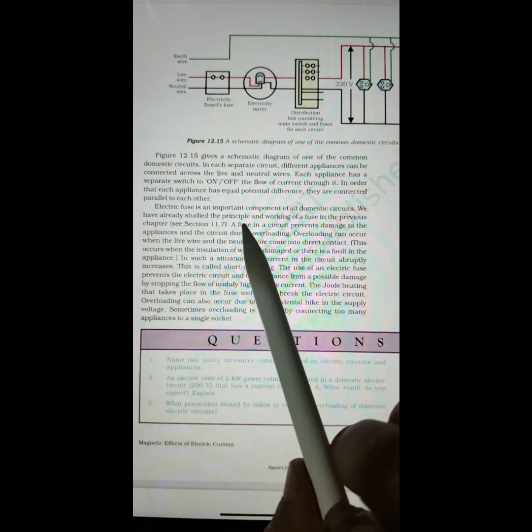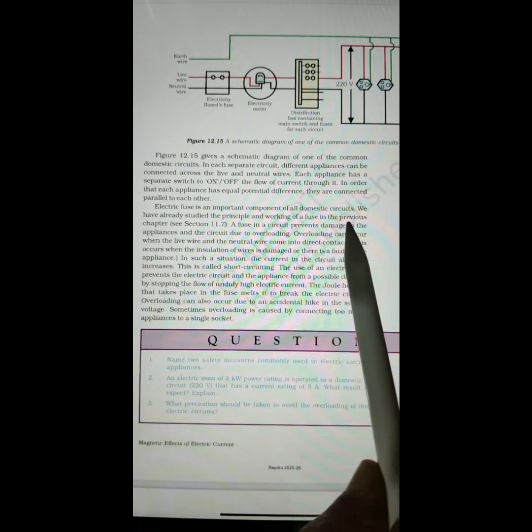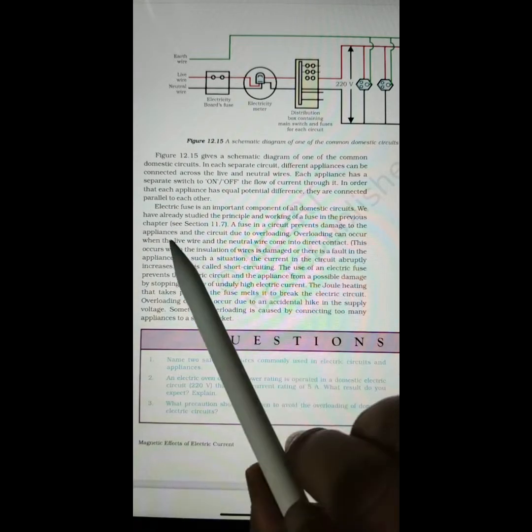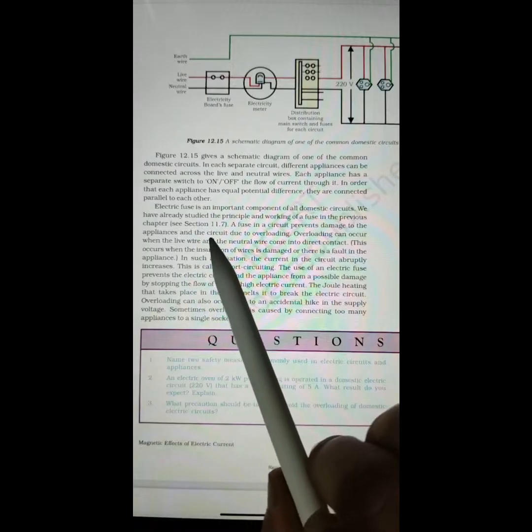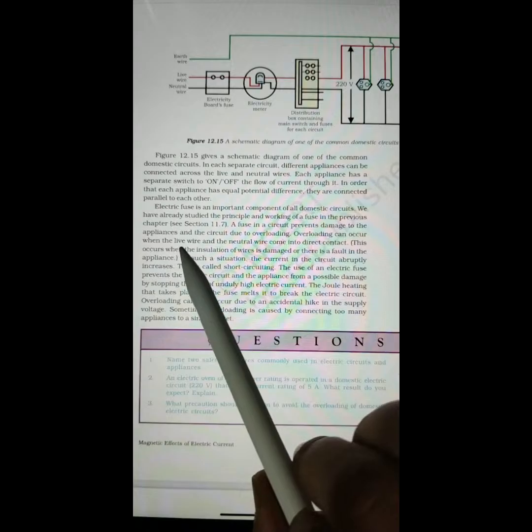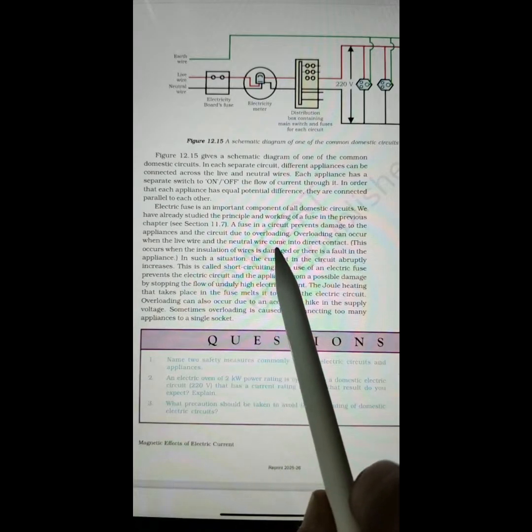Electric fuse is an important component of all domestic circuits. We have already studied the principle and working of a fuse in the previous chapter. See section 11.7. A fuse in a circuit prevents damage to the appliances and the circuit due to overloading.